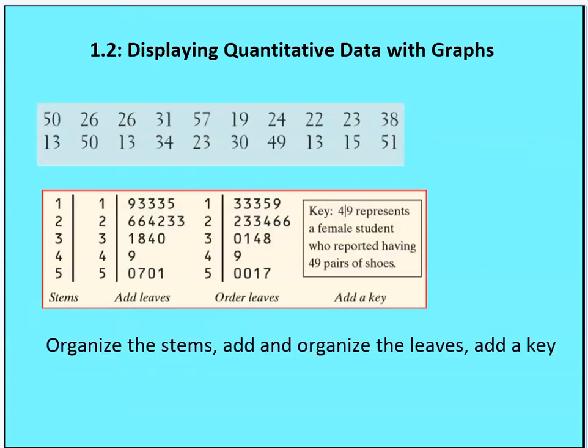All right, so let's organize the stem and the leaves. In this case, I have stems 1, 2, 3, 4, 5. So I'm going to organize the stems first, and then I'm going to add the leaves 9, 3, 3, 5, 3, 3, 5, and then I'm going to order the leaves from smallest to largest, and then I'm going to add a key. So a key 49 represents a female student who reported having 49 pairs of shoes. Okay, so this is 50, 50, 51, 57.